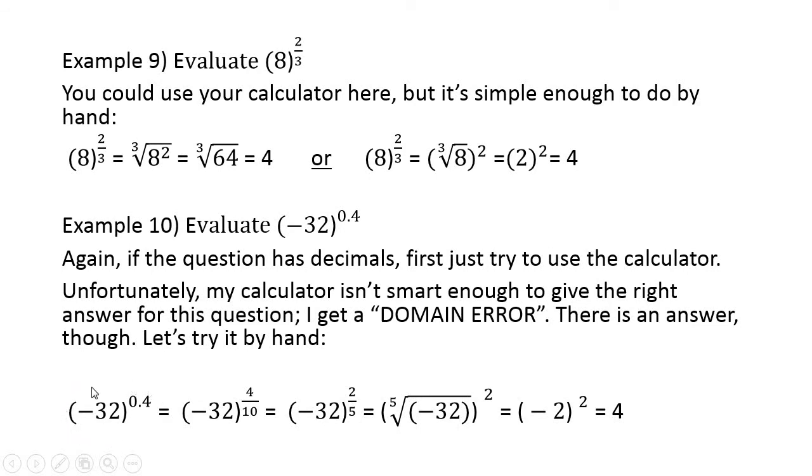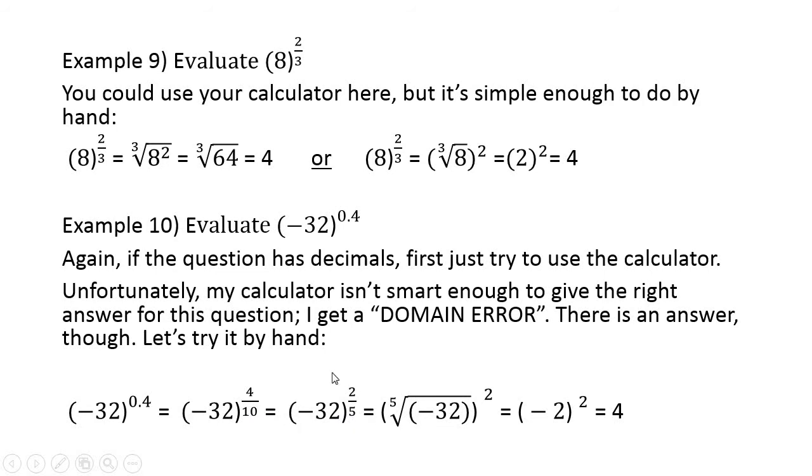We start out with negative 32 to the 0.4. I change the exponent to a fraction because I know how to simplify a base number with a fractional exponent into a radical. So we have to the 4 over 10. 0.4, of course, is 4/10. And 4 over 10, simplify where we can. That's just a 2 over 5, divided both the numerator and denominator by 2.